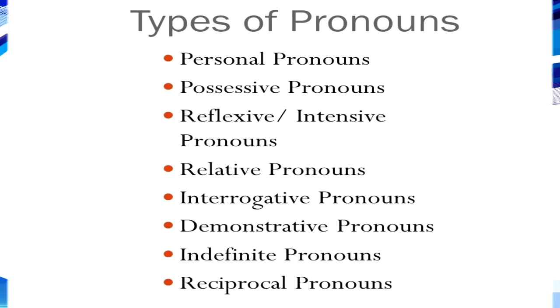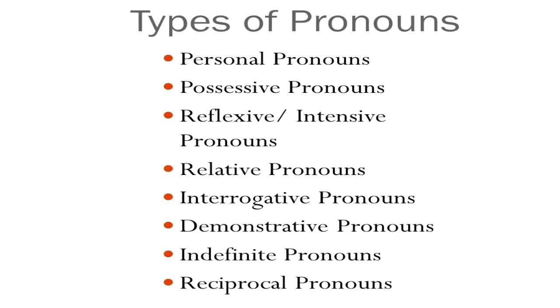Number 1, the personal pronoun. Number 2, possessive pronouns. Number 3, reflexive or intensive pronouns. Number 4, relative pronouns. Number 5, interrogative pronouns. Number 6, demonstrative pronouns. Number 7, indefinite pronouns. And finally, the reciprocal pronoun. So let us begin. Firstly, the personal pronoun.